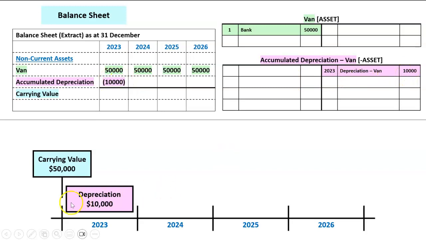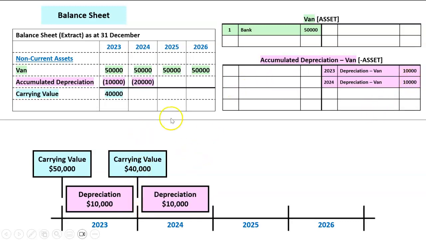So in year 1, the full period, the whole year, we depreciated 10 grand. So the carrying value was $40,000 at the end of 2023. In 2024, we used another $10,000, so we'd accumulated $20,000. So if the carrying value was 40, take out another 10, the carrying value at the end of 2024 is $30,000.